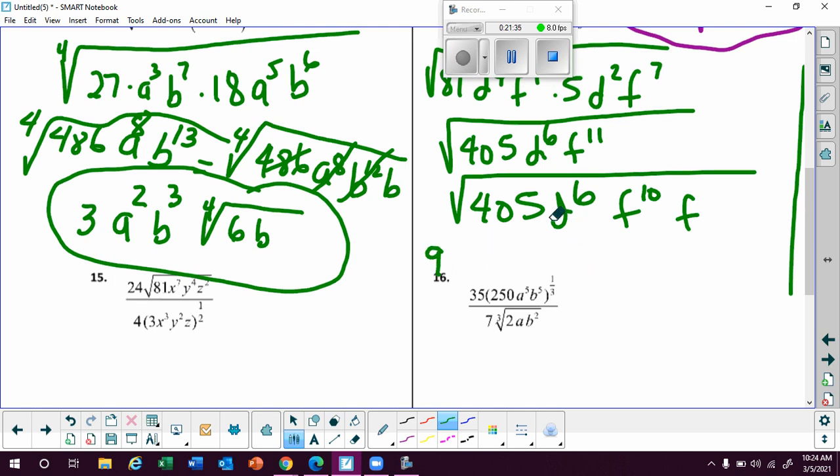So what comes out from 6 divided by 2? 3. 10 divided by 2 is 5. Square root of, remember, 9 goes out, 5 stays in. So d to the 6th comes out as d cubed, f to the 10th comes out as f to the 5th, and then this stays in. So your answer would be 9 d cubed f to the power of 5 times the square root of 5f.